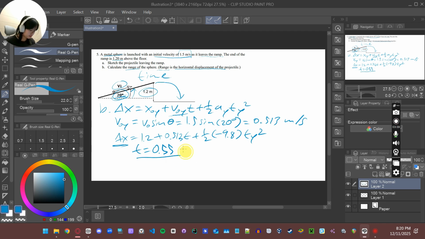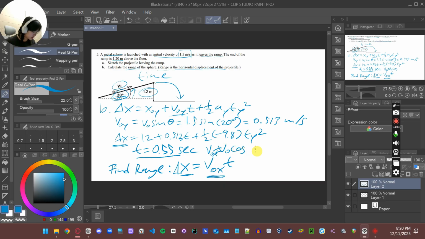And now that you have time, you can now find range, which is what it asks you for. And that's going to be another kinematics equation. So position, or horizontal displacement, is going to be v initial times t. Now to get the horizontal component of velocity, you're going to use v initial cos theta, again 1.5 cosine 20 degrees.